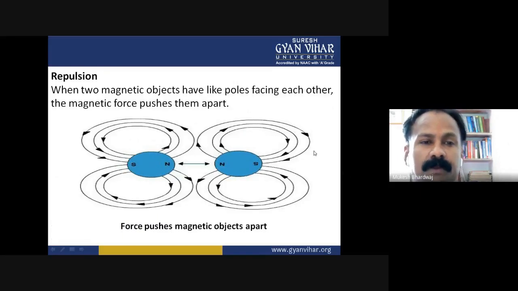Repulsion: when two magnetic objects with like poles face each other, the magnetic force pushes them apart. The force pushes magnetic objects apart, as illustrated in the figure.